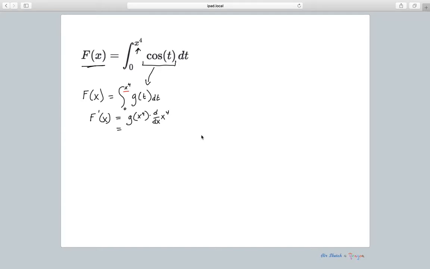All right, and now we'll go back and replace g. g is cosine t, so g of x to the 4th is going to be cosine of, instead of t, x to the 4th, times the derivative of x to the 4th, which would be 4x cubed. That's it.